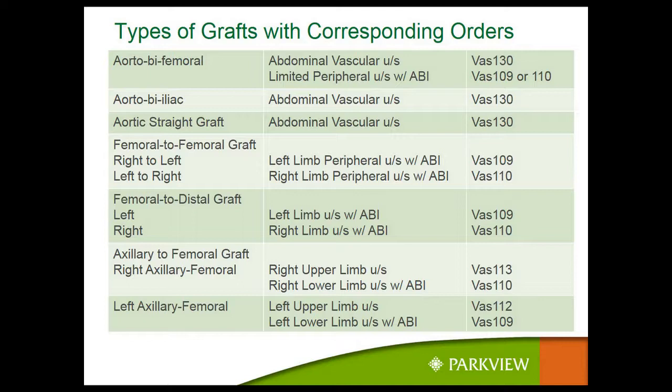First, we do a right upper limb because we have to check the inflow to that graft. So we're checking the artery to the graft, which is part of the artery in the arm, the subclavian, going to the graft itself, and then the outflow. And then there's a right axillary and a left axillary to femoral.